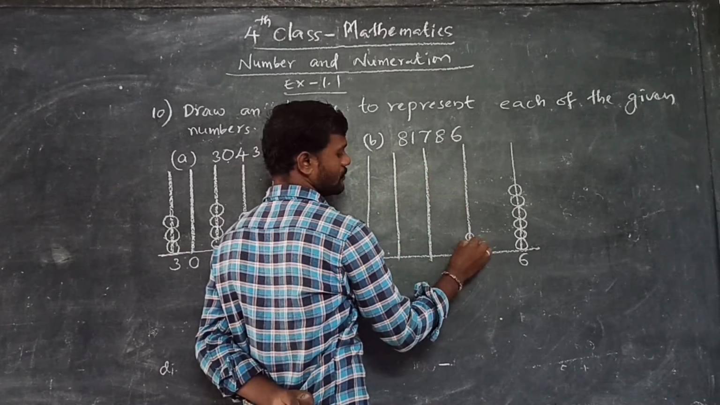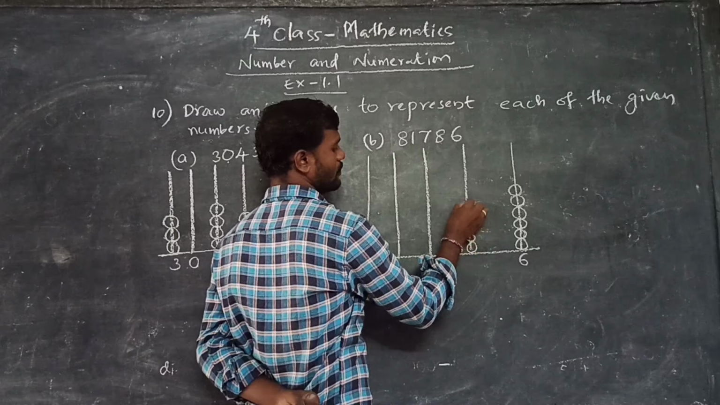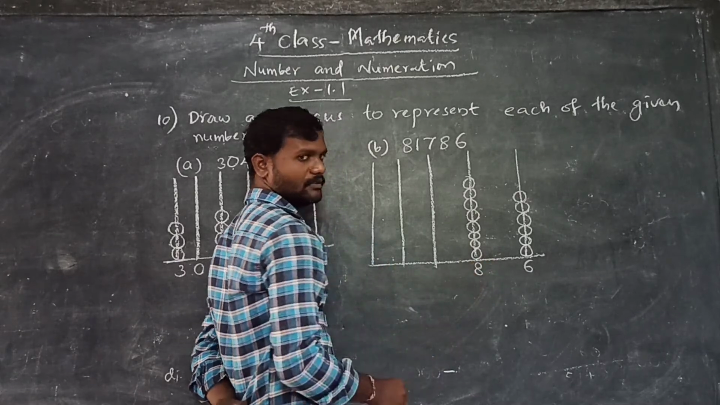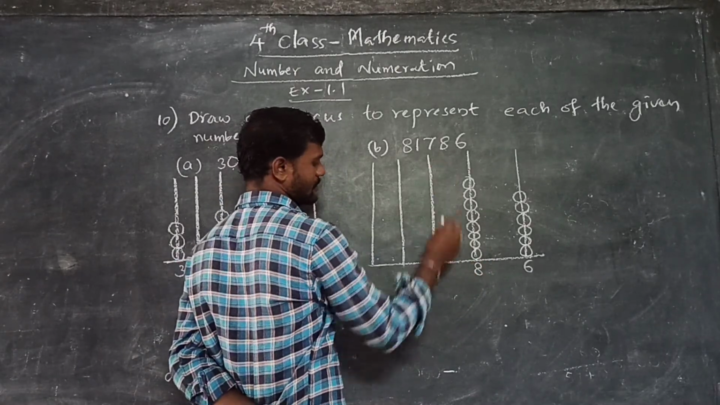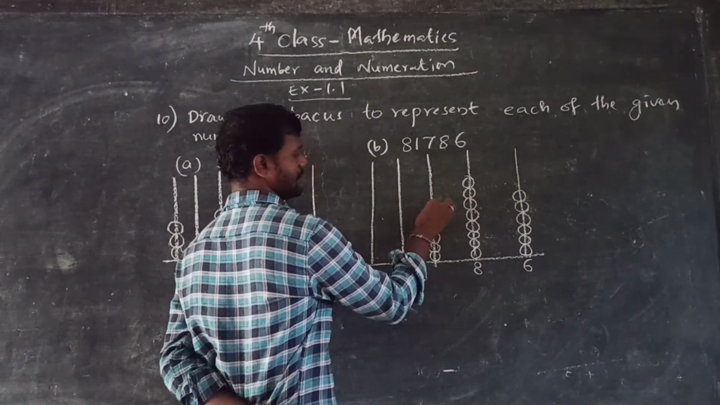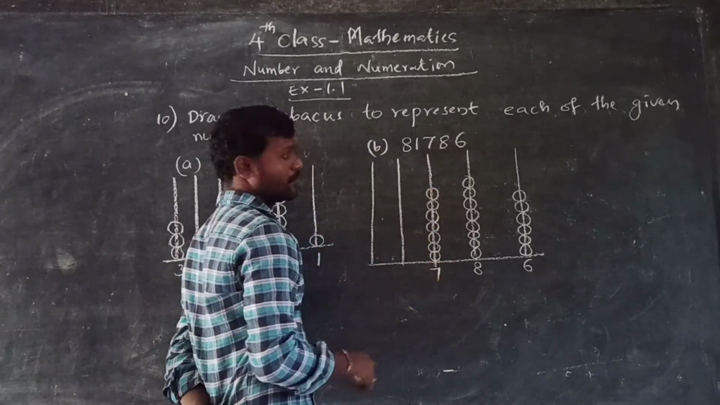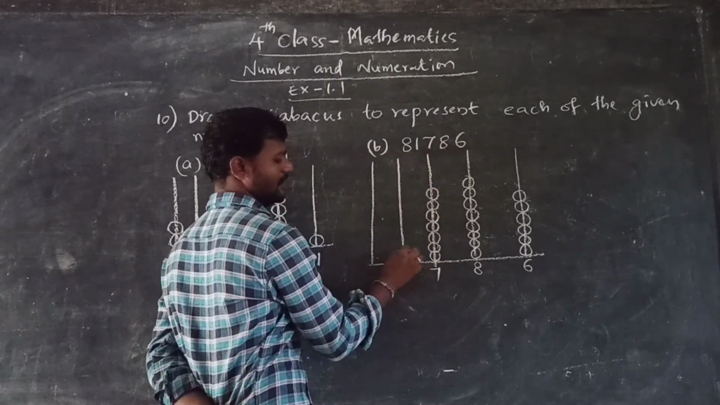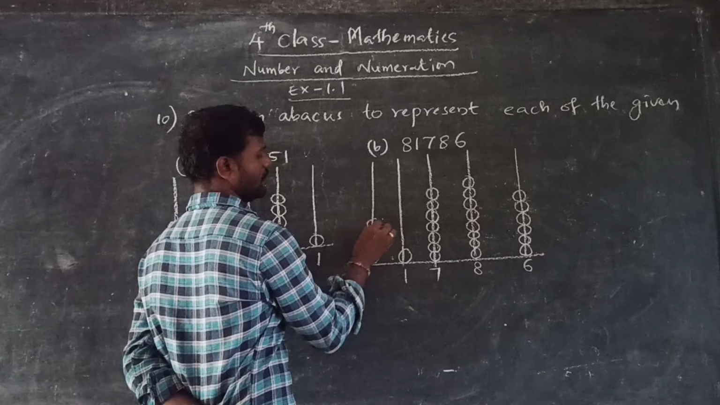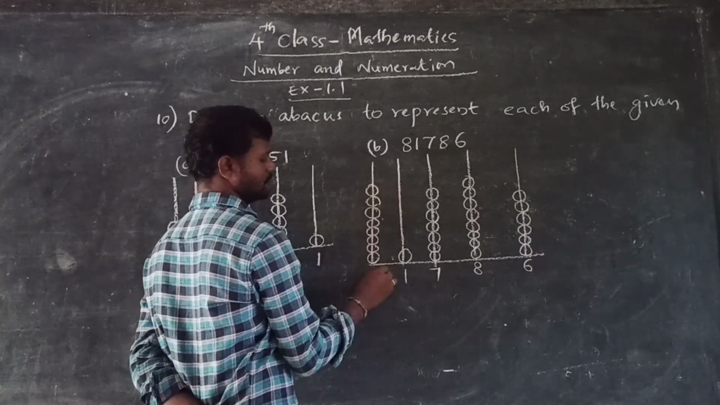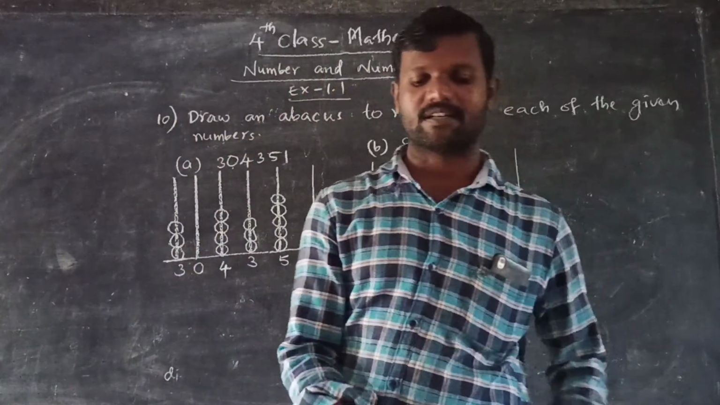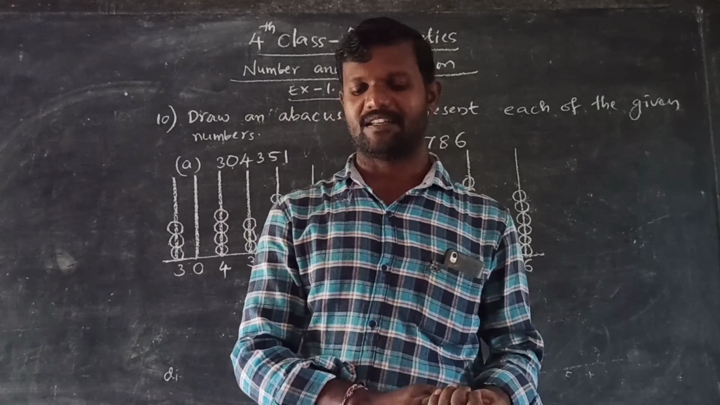1, 2, 3, 4, 5, 6, 7, 8. Okay. Next 7. 1, 2, 3, 4, 5, 6, 7. What is the next number? 1. 1 means you have to draw only one circle. Next 8 are there. 1, 2, 3, 4, 5, 6, 7, 8. So like this, draw the abacus for the given numbers in which bit? 10th bit. Okay? Complete all the problems from the 10th bit.